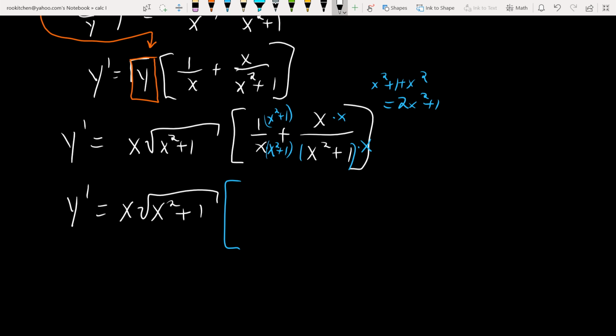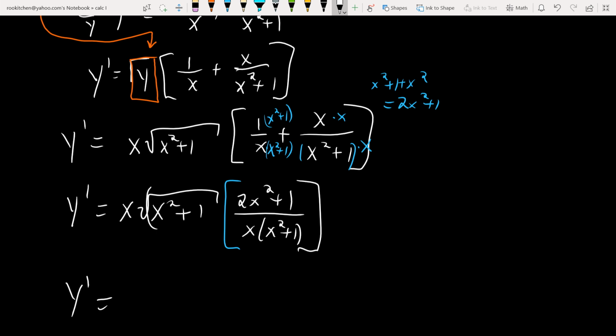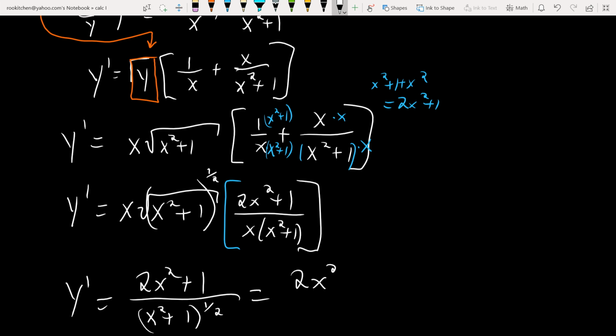So we'll go back to my other color. 2x squared plus 1 all over x times x squared plus 1. Right? And then multiply that out. The x's will cancel. And the x squared plus 1 on the outside here is really just parentheses to the 1/2 power. So you can subtract exponents in the denominator. You'll have x squared plus 1 to the 1 minus 1/2, which would be 1/2. And then if you'd rather, you could put a square root there. And that's usually the answer thereafter in the back of the book.